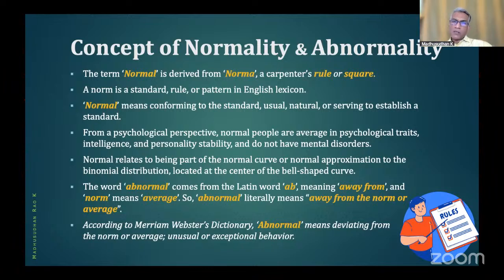Norma means it's a carpenter's rule or square. Have you ever noticed a carpenter marking wooden logs or doors while marking with a scale? What do you call that scale, sir: square, set square or ruler? He says ruler. That particular thing is at 90 degrees. At the time, what do you call these people?